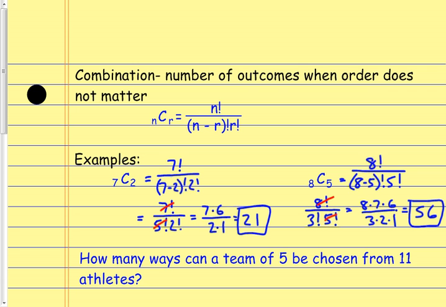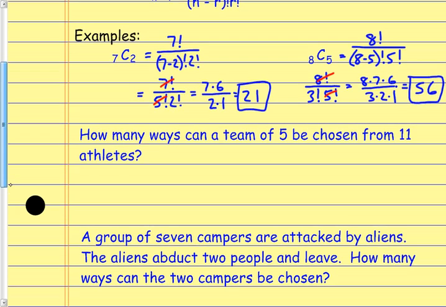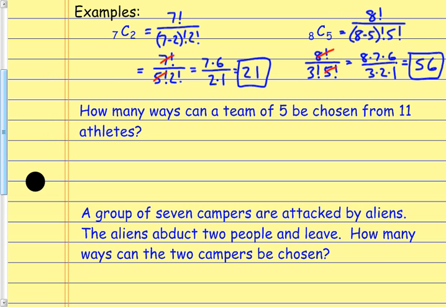For example, if I look at something like this, it says, how many ways can a team of 5 be chosen from 11 athletes? Order doesn't matter here because it's not like I'm ranking them in any way. I'm forming a team, one cohesive unit. So I have 11 and I'm choosing 5. So this is a combination.